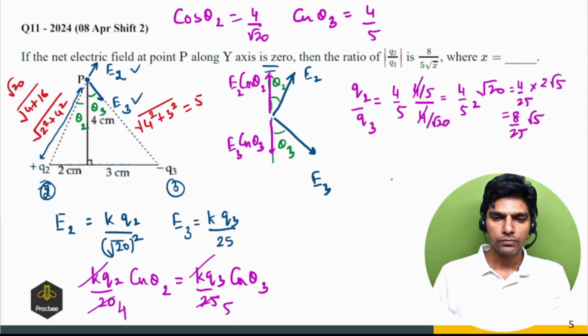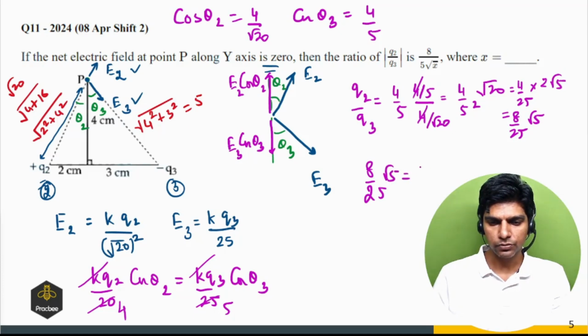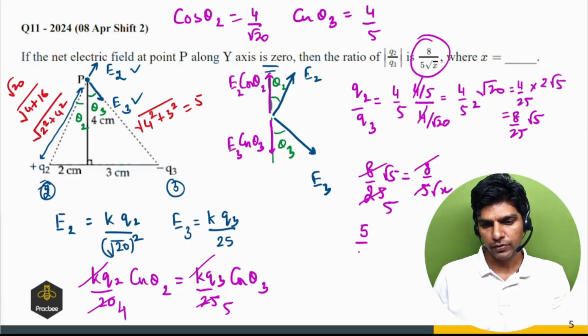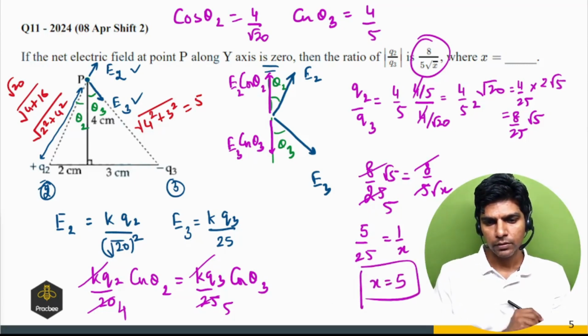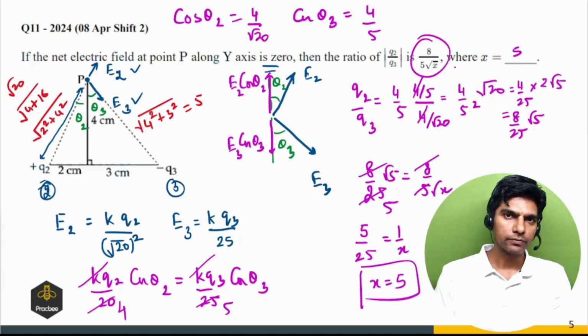right? So we can say 8 upon 25 root 5 is equal to 8 upon 5 root x. So that is given. So 8 will get cancelled out. It will give us 5. Now if you take the square on both sides, it comes out to be 5 upon 25 equals 1 by x. And from this, x comes out to be 5. Right? So the answer will be 5.